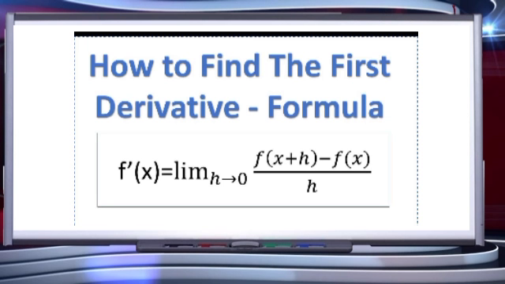Its formula is given by f dash x is equal to limit h tends to 0 f of x plus h minus f x over h. You just need to remember this formula where f of x plus h is the small change minus f x, that is the original function, divided by h. So we are going to apply this formula in many questions. So let us see few examples based on this formula.